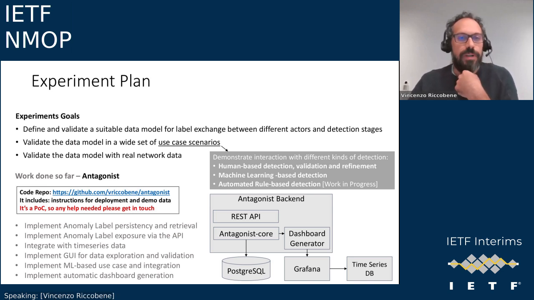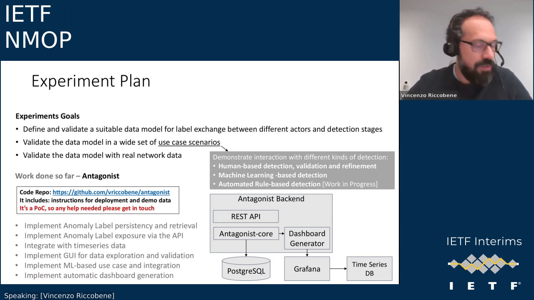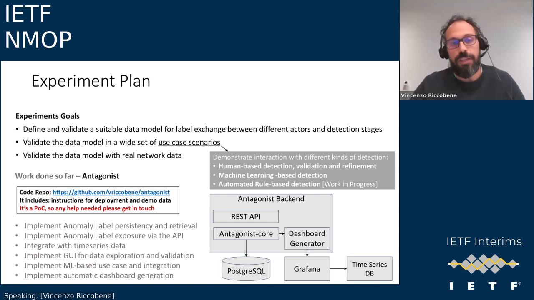This is an experimental draft, so it's an experiment, and the goals that we have defined for these experiments are these three mentioned here. The first one is to define and validate a suitable data model for label exchange across the different actors in different stages. The second one is a validation of this data model across a wide set of scenarios, and the three scenarios we have in mind at this point are human-based detection, validation, and refinement, where everything is done by human beings.